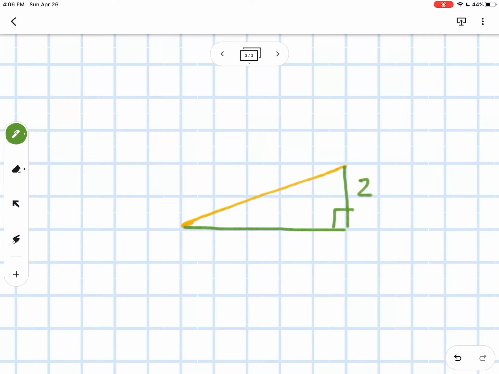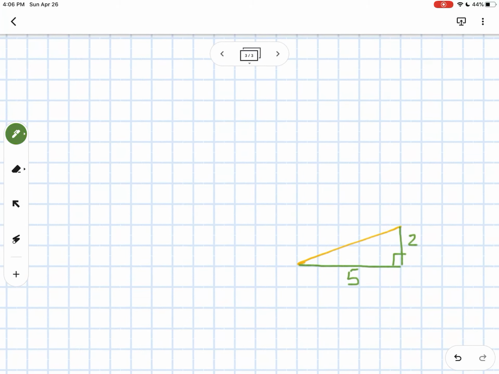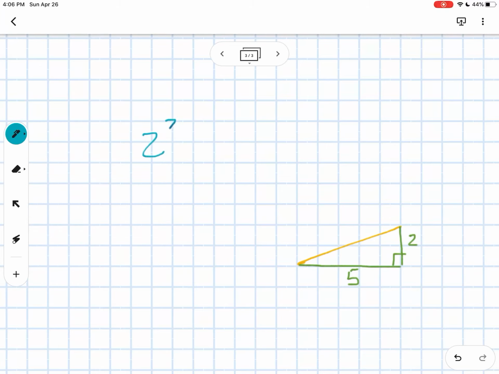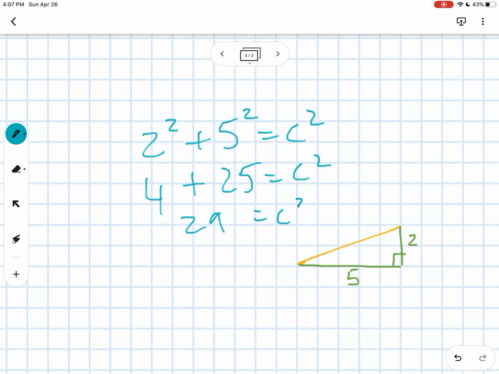I can say this is 2, and this is 1, 2, 3, 4, 5, so 5 across there. Now I can just do the Pythagorean theorem. 2 squared plus 5 squared equals c squared. 2 squared is 4, plus 25 is equal to c squared. So 4 and 25 is 29, which is equal to c squared. That means that c is equal to the square root of 29. You can actually just write on here square root of 29 if you want to.